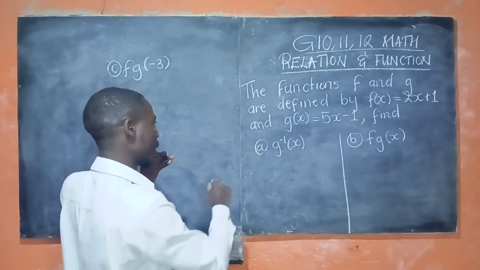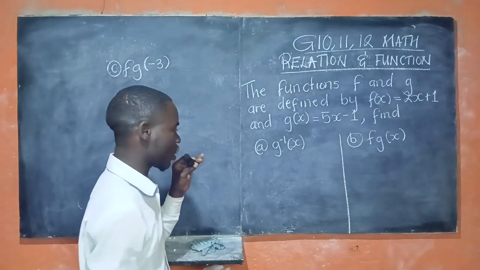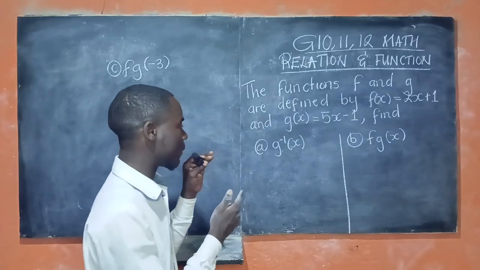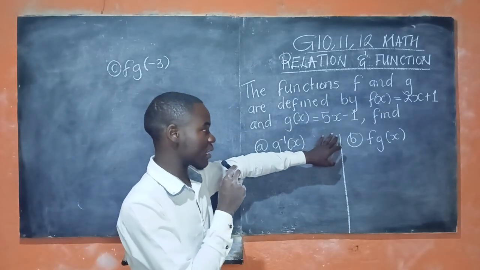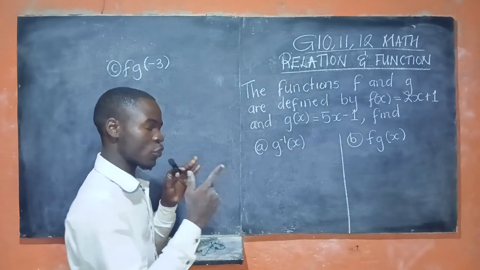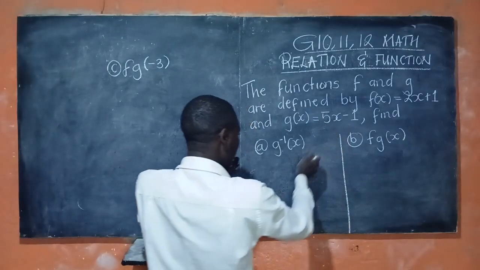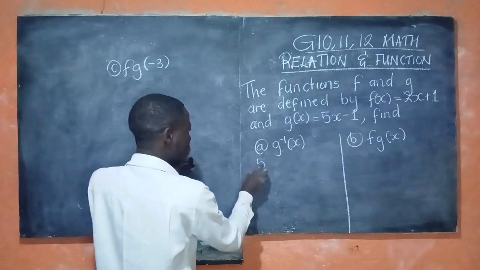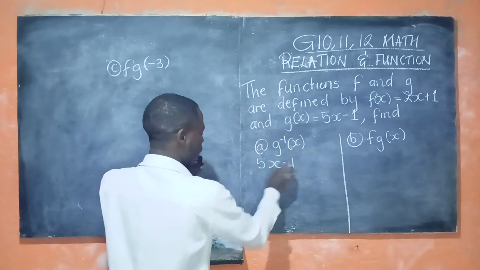This is the given question, where they're saying the functions f and g are defined by f of x as 2x plus 1, then g of x is provided as 5x minus 1. Then they're saying find g inverse of x. So how do we find g inverse of x? Let's first of all write the function for g of x. So we are given the function as 5x then minus 1, just like that.